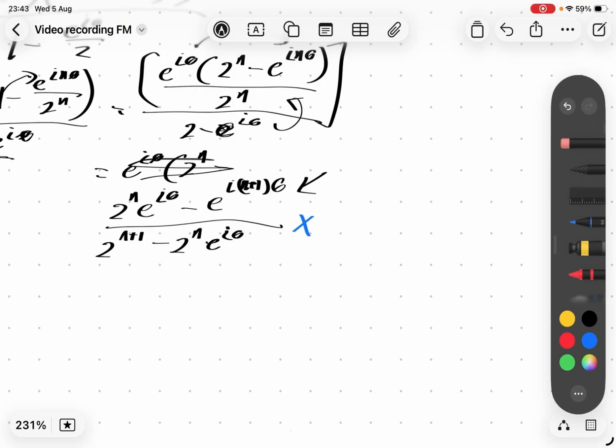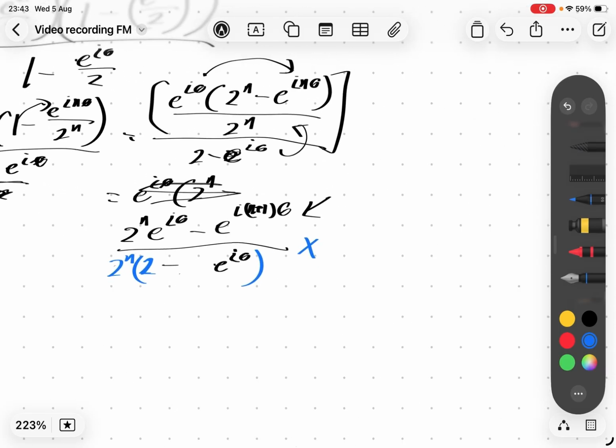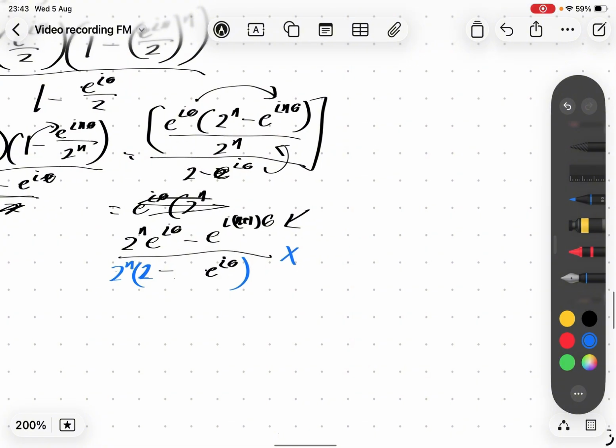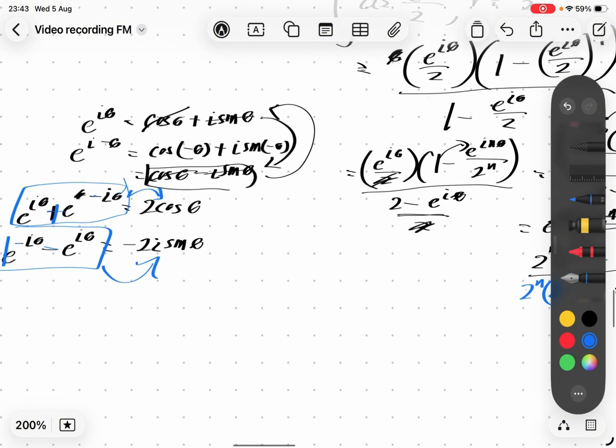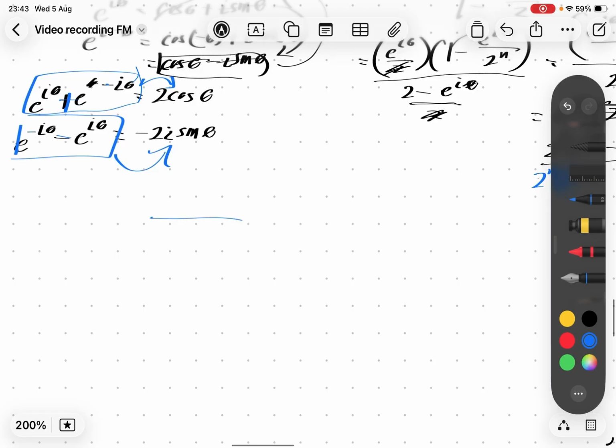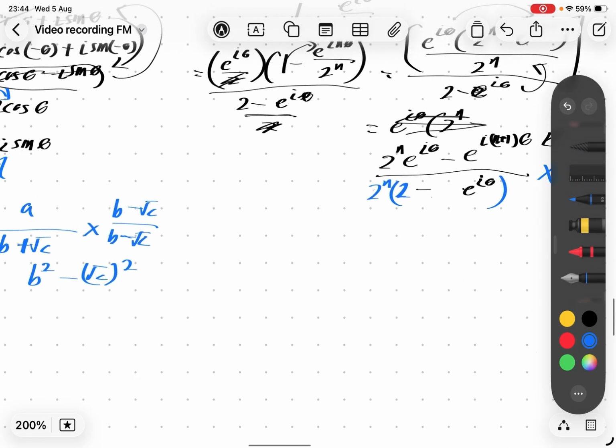okay, I don't think I should have multiplied this thing in. I should have left it outside. 2 power n, 2 minus e. Okay, just like that. So when we multiply by the conjugate, usually when we do the conjugate stuff, it's like b plus the square root of c. We'll do something like this: b minus the square root of c, right? So it's like one is positive, one is negative, so we can have b squared minus c squared. But for this, it's like this.